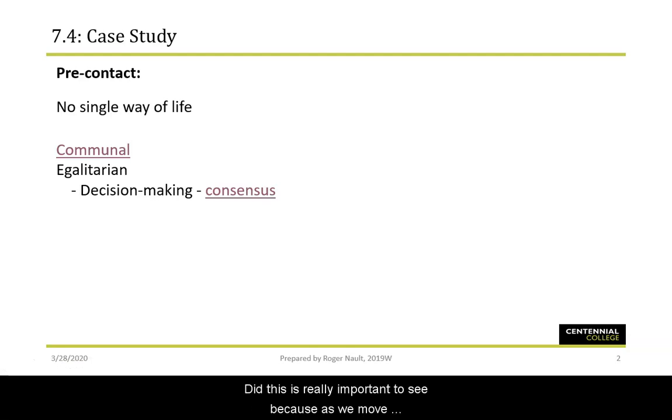This is really important to see because as we move forward later on, we'll have a better understanding of the significance of some of the European policies that were imposed on the Indigenous people. For us to really understand the significance of the impact, it's important for us to understand what life sort of was like prior to.